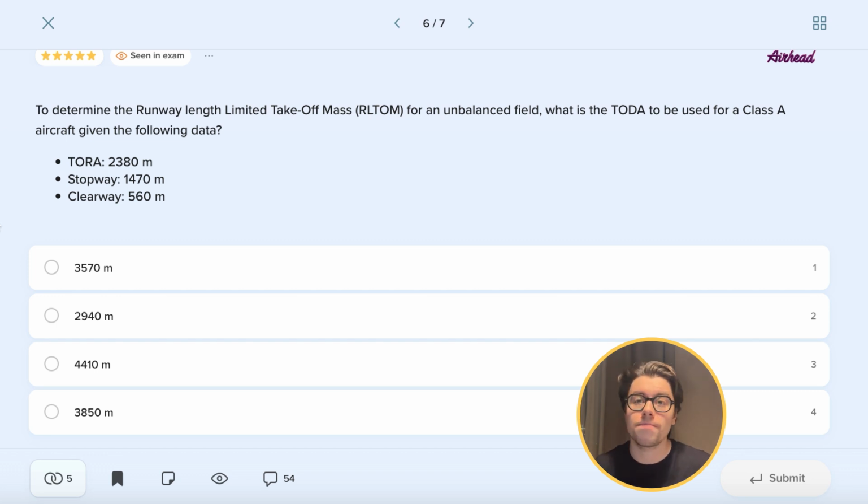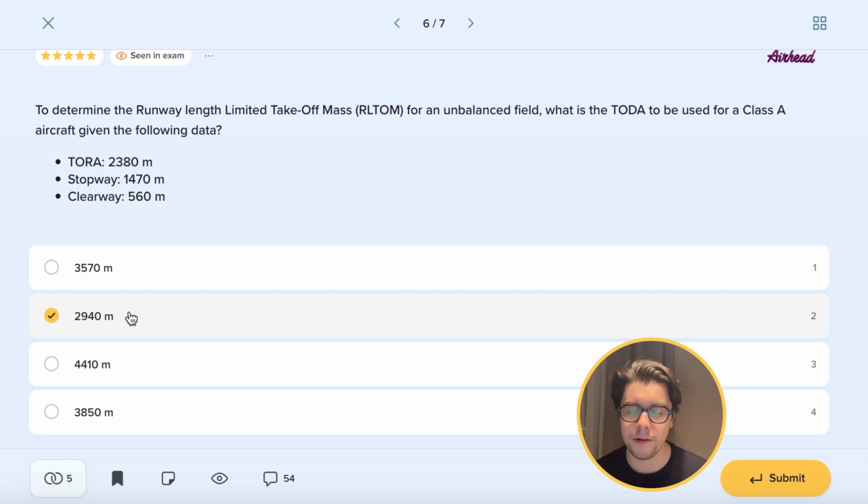The stopway, however, is theoretically not included in our takeoff distance available. We use the clearway. So in this case, all you need to do is add TORA plus the clearway to get your takeoff distance available. And this gets us to the answer, 2,940 meters.